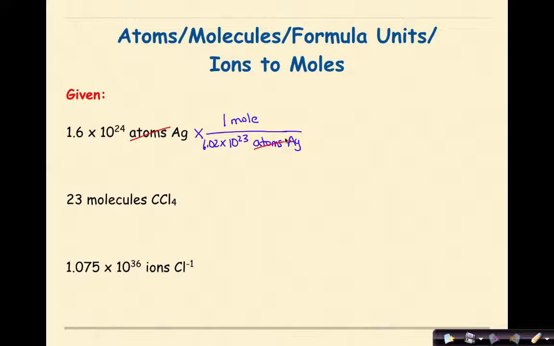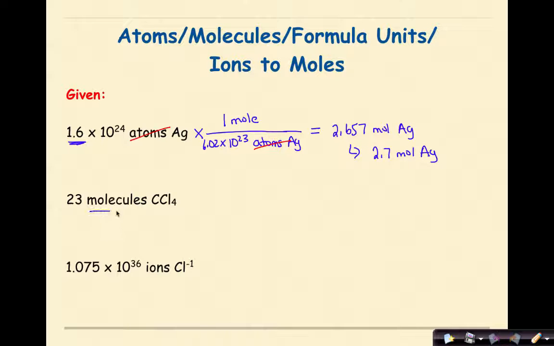Atoms cancels atoms. I'm going to do 1.6 times 10 to the 24th times 1 divided by 6.02 times 10 to the 23rd. And if you put this into your calculator correctly, if I write out the number initially without thinking about significant figures, I'm going to get 2.657 moles of silver. But again, I look at the beginning, I have 2 significant figures here, so my real answer here when rounding should be 2.7 moles of silver as my final answer. Let's look at the next one.